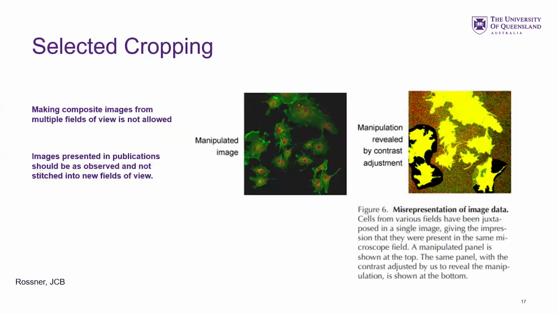This is a famous picture where these cells have been added to the field of view, so a composite image is being presented. This is from that 2006 paper. Most journals have tools that automatically blow out the signal and look for differences in background. So it's definitely not allowed to do that kind of thing.